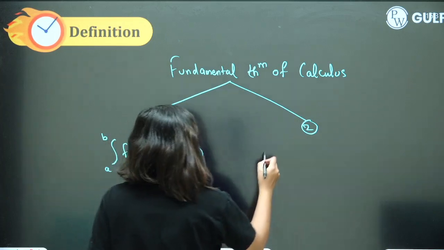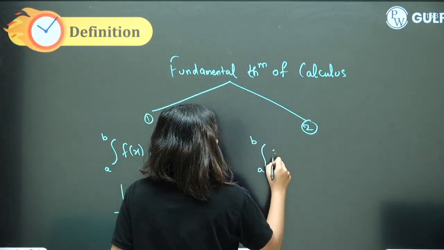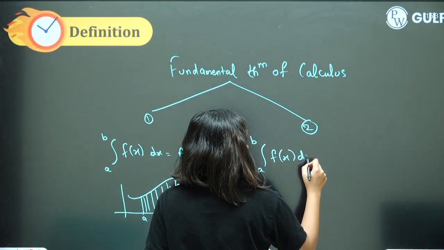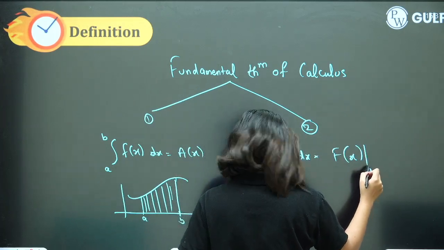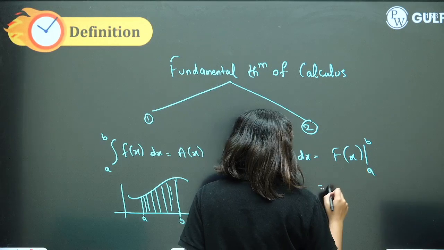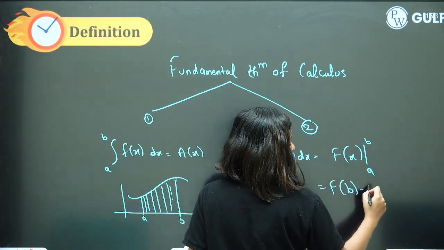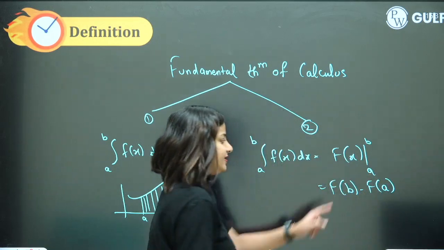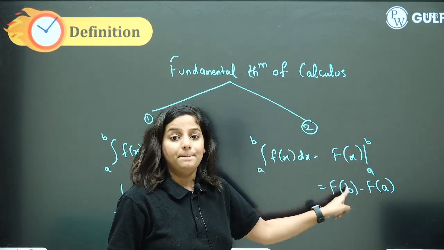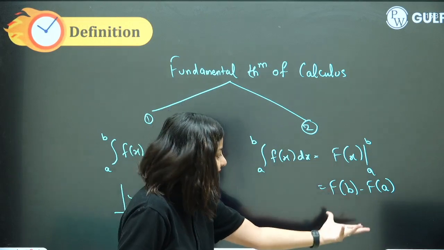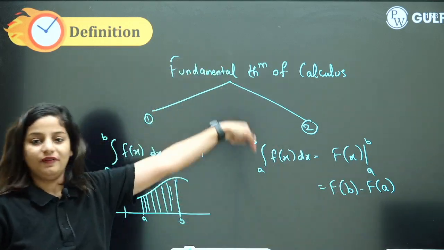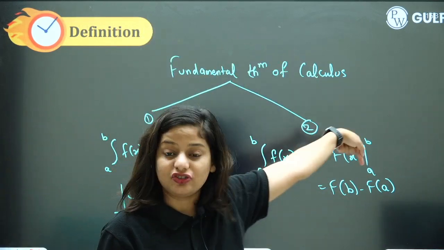And the second fundamental theorem of calculus says, if there is an integral a to b f of x dx, then the answer will be upper limit minus lower limit. In place of x, you will first put b, minus, in place of x, you will put a. That's the second fundamental theorem of calculus which we are going to do in this chapter.